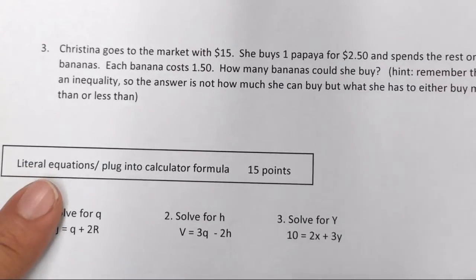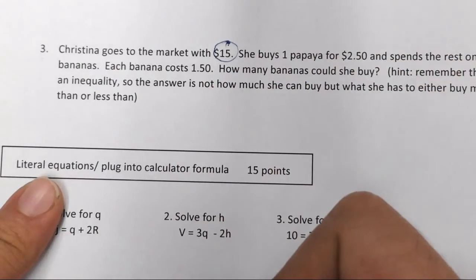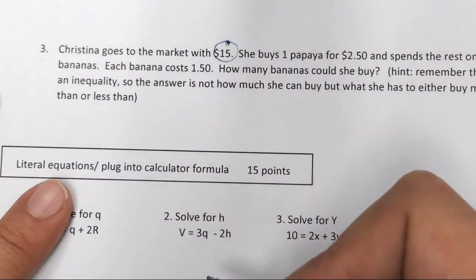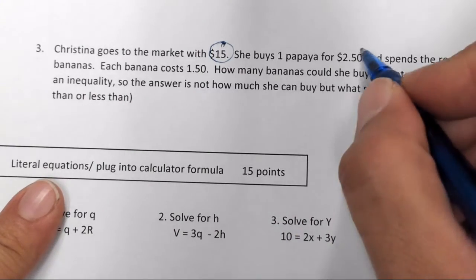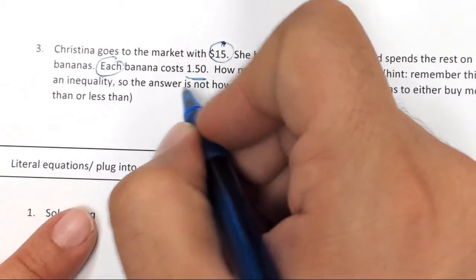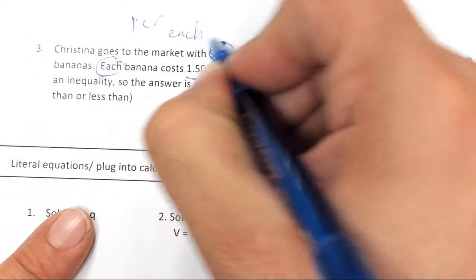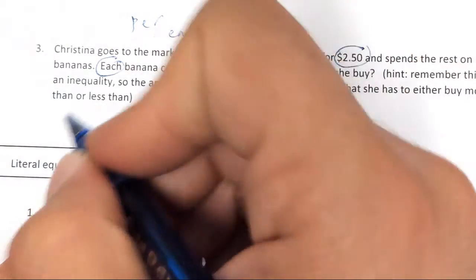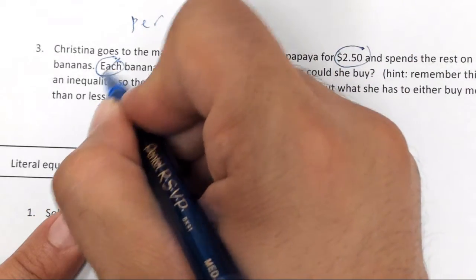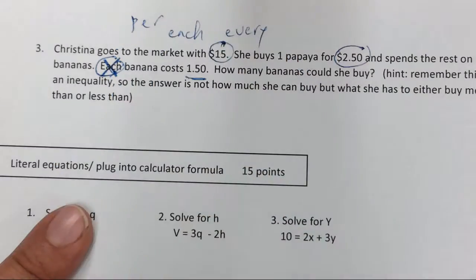Alright, Christina goes to the market with $15. That means she only has $15. So it means she could buy less than 15, or she can use all of her $15. She buys one papaya for $2.50, and for each banana, she pays $1.50. Now, whenever you see the word per, each, and every in a linear equation, this is most likely where the x is going to go. So every time I see those 3 words, I just draw an x and see if it actually fits.